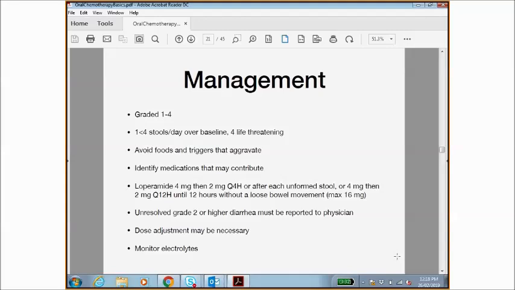So just always look at their profile and see if there's some obvious cause to their diarrhea, and it's not necessarily the medication. But if they do need to be treated, you can use loperamide. Unresolved grade 2 or higher diarrhea must be reported to the physician, and as I said, dose adjustment may be necessary, and always monitor the electrolytes.